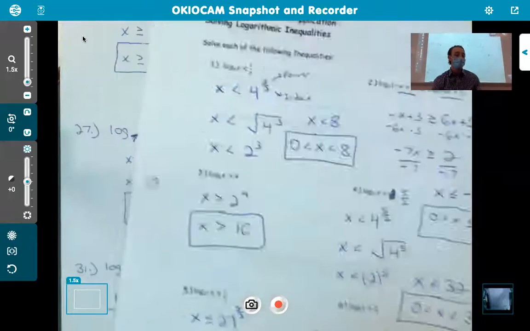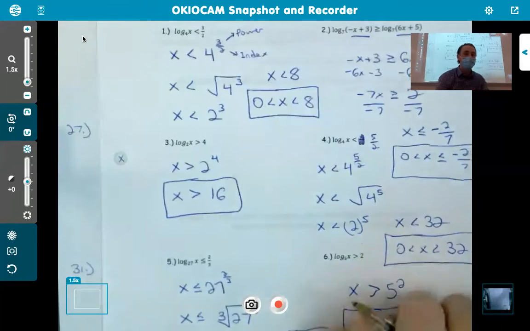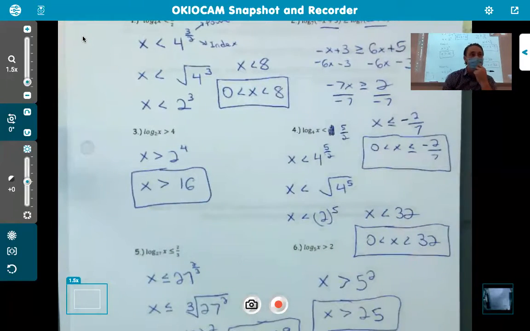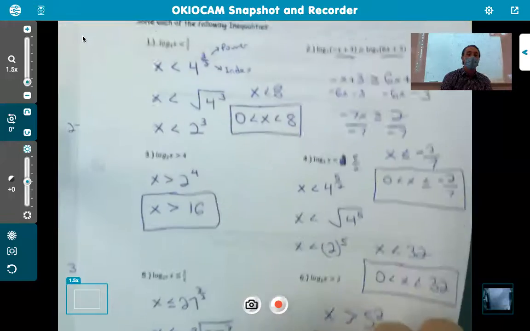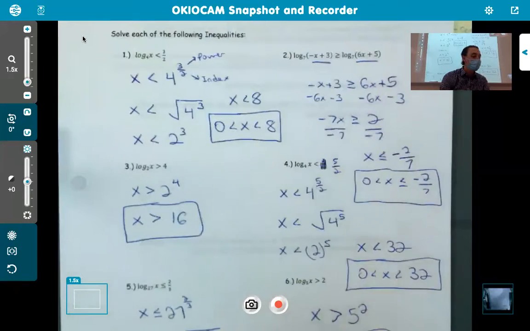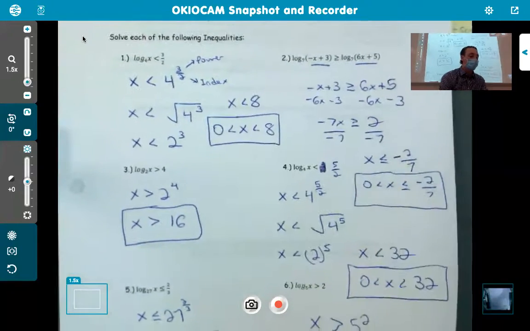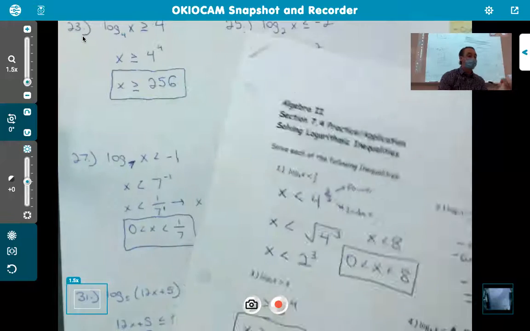All right. Any questions about this idea? Anything from this first page? All right. So expect to see a problem or two like that on the mini quiz on Tuesday. So if you have any questions about it, make sure that you reach out.